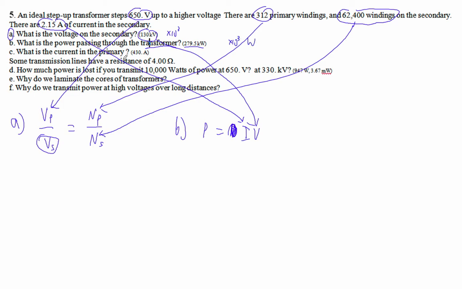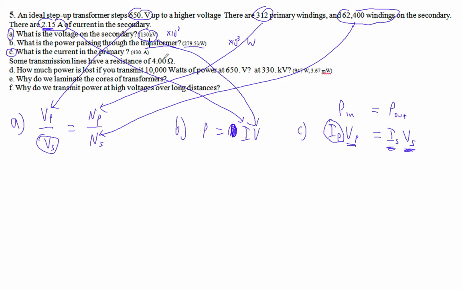All right, what is the current in the primary? To do that, for an ideal transformer, the power in equals power out. Don't get mad about it. So power in is power out. We know the voltage now in the secondary, that's your 130 kilovolts. The current is 2.15. We know the voltage here is 650. So now you can figure this out, the current in the primary.